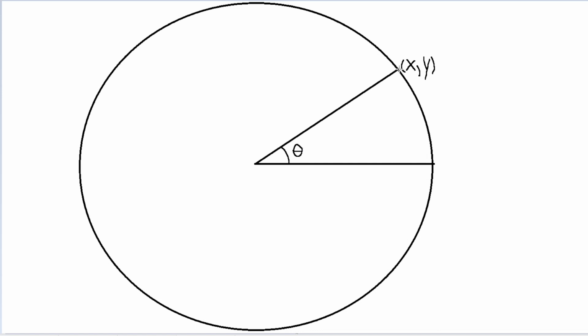Now imagine this point is rotated along the circle, say to this location. Now let's call this new location A, comma B. And let's say it was rotated by some angle phi. There's also another coordinate axis that we can create that's shifted by exactly this theta.